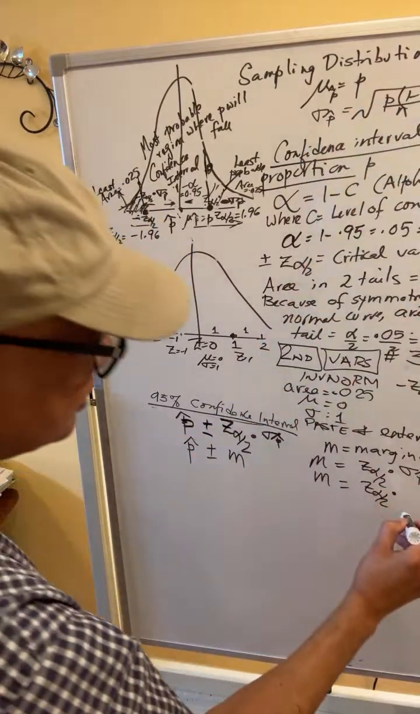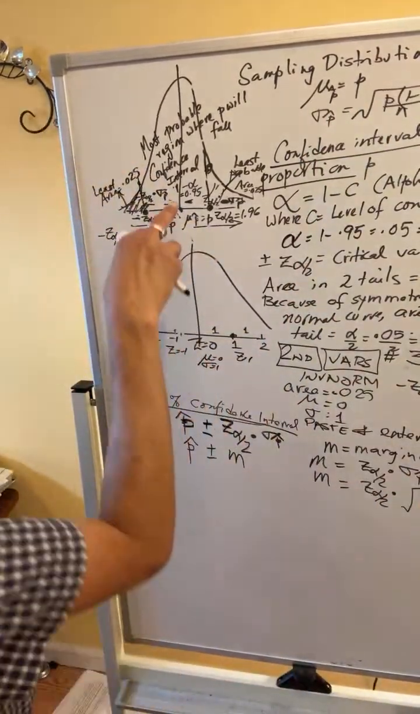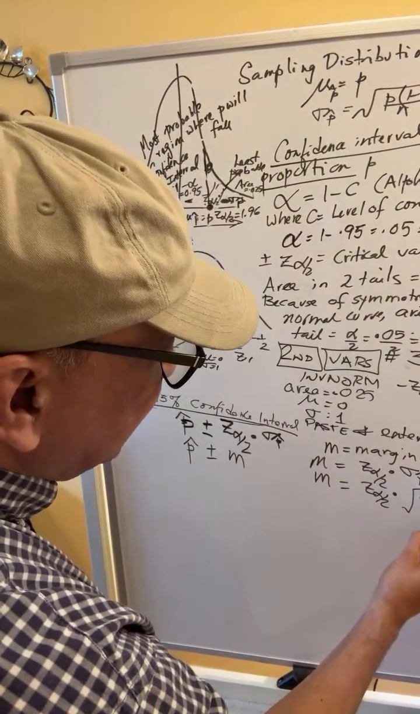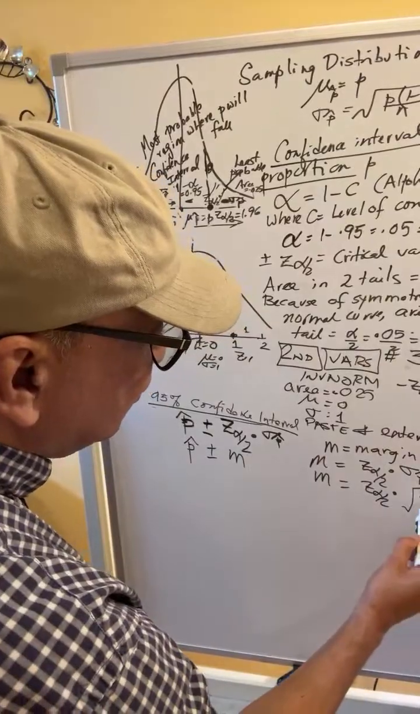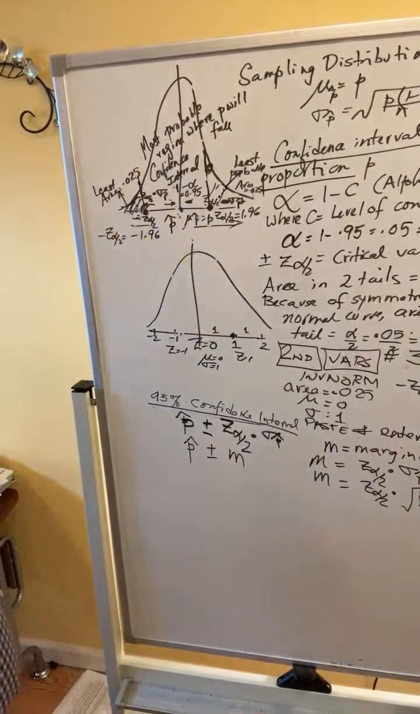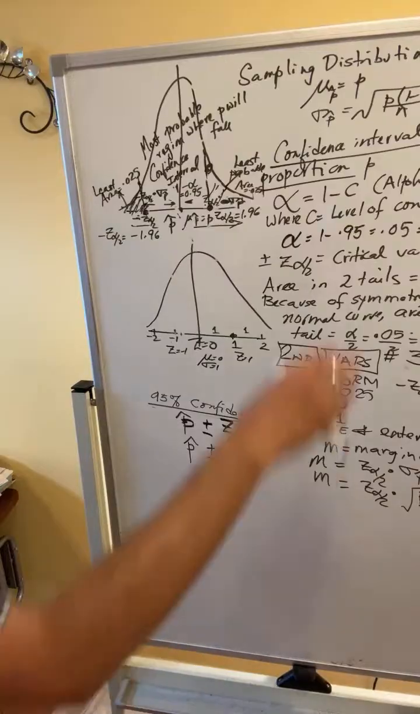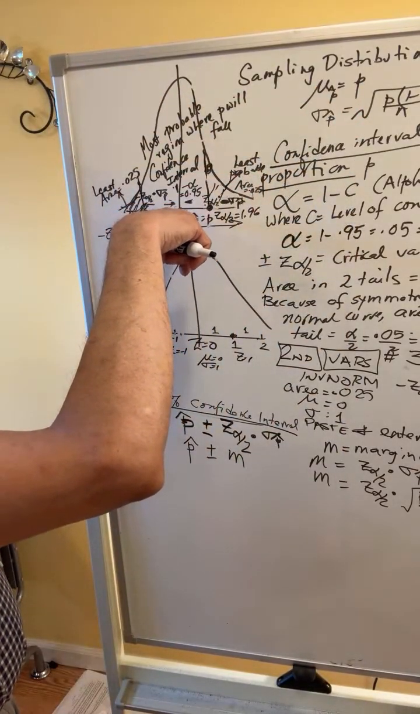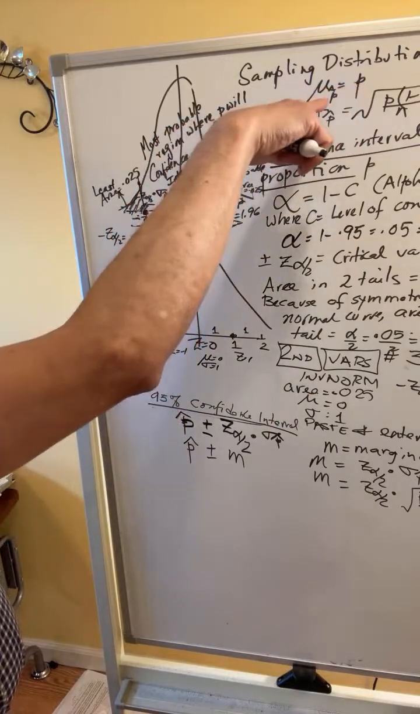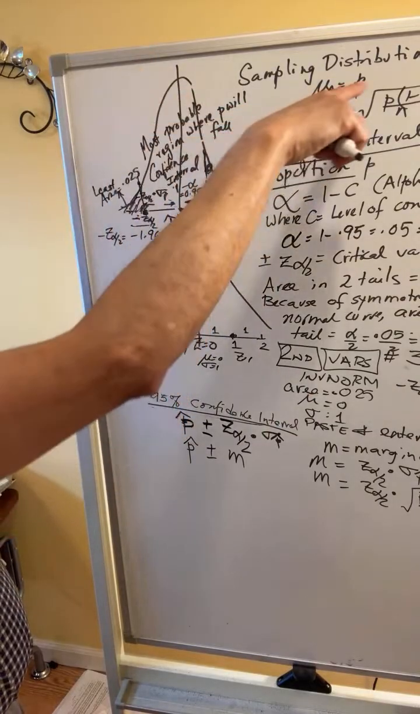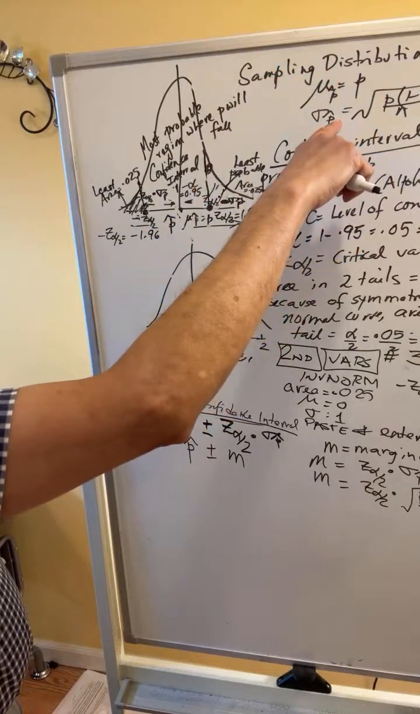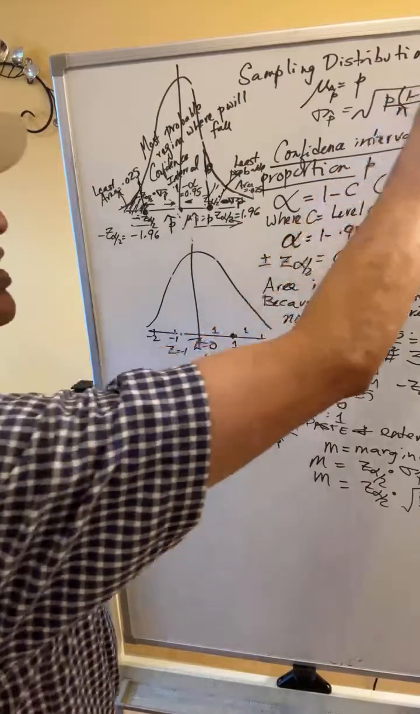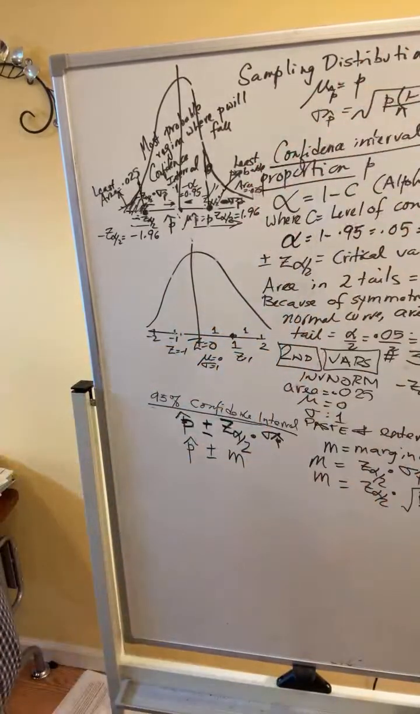And M is equal to Z alpha by 2 times sigma P hat. I can write the entire formula, where the standard deviation of the sampling distribution of P hat is the square root of P times 1 minus P over N. So let me summarize what I did. From the sampling distribution, I know the center of this curve is at P. So the center or the mean of the sampling distribution of P hat is P. Sigma P hat is given by the square root of P times 1 minus P over N. I got this from the central limit theorem.